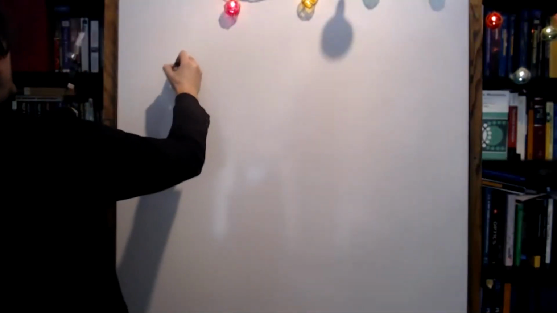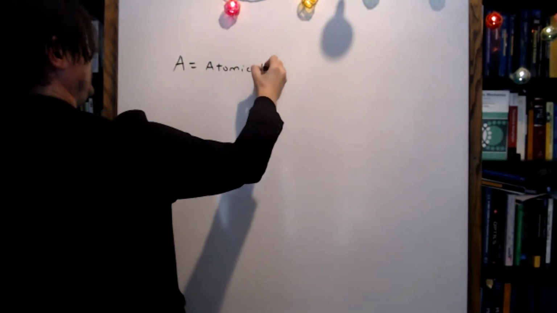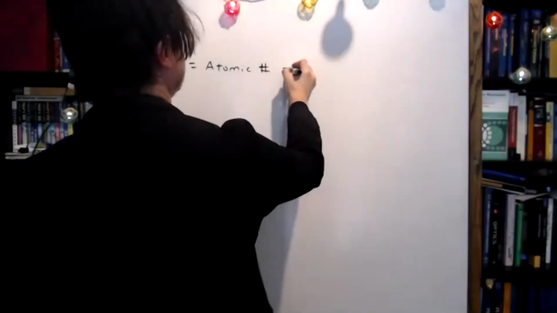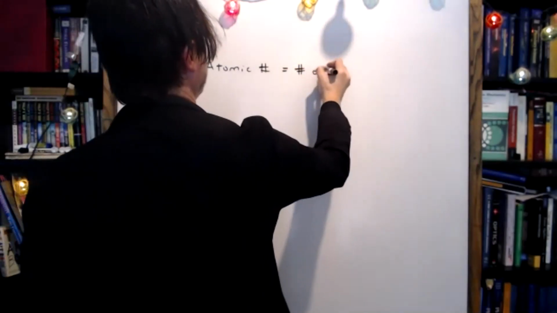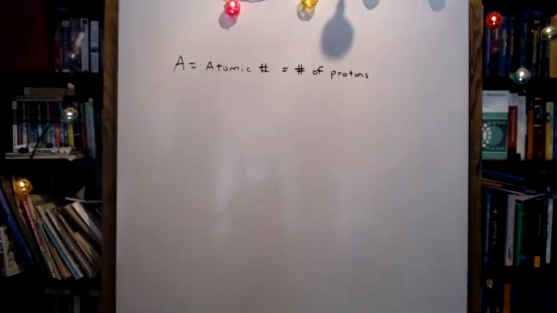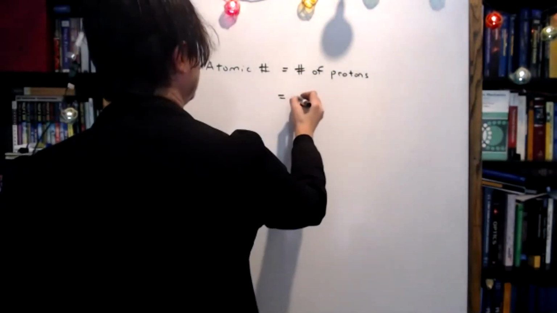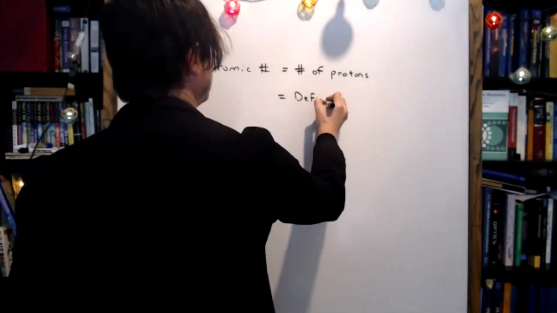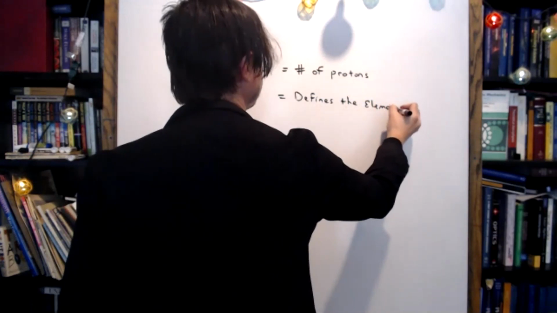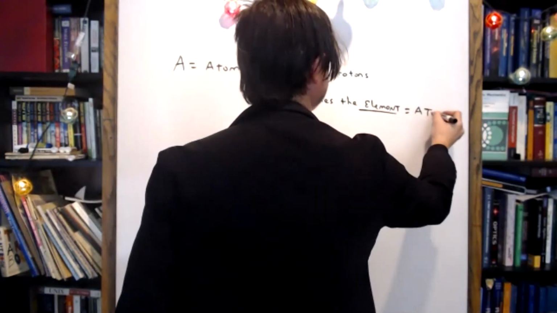Let's start by defining the letter A as the atomic number associated with your atom. The atomic number is the number of protons in your atom. What is important about the atomic number is that it defines the element, which is the same thing as saying it defines the atom.